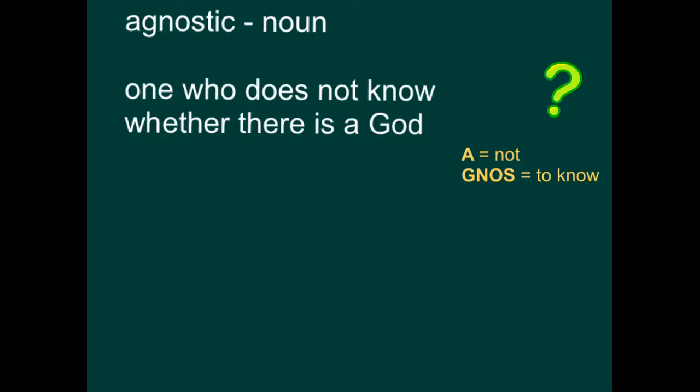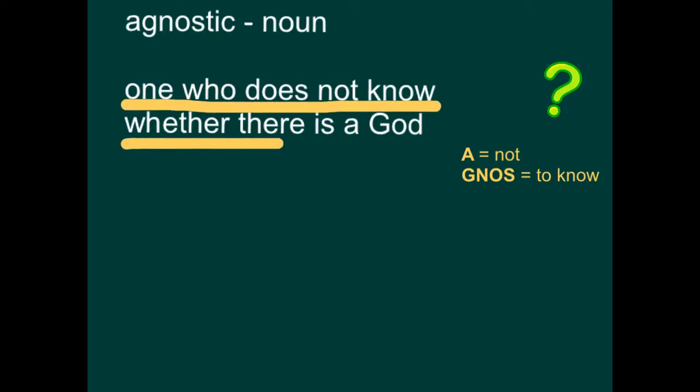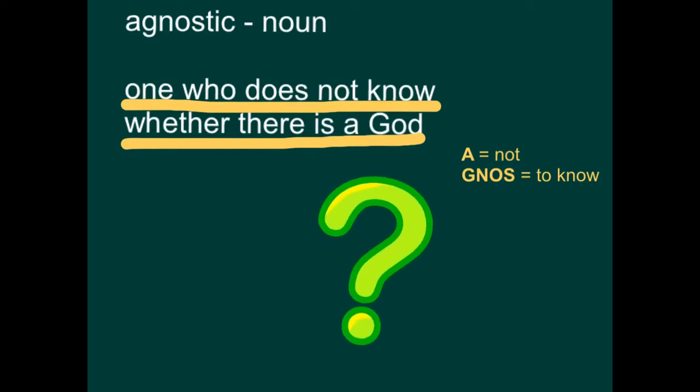You'll also notice there's a definition. One who does not know whether there is a God. And you're going to take your pen or pencil and you're going to underline that definition. There's a box off to the right on your sheet as well, and that's a place for you to draw something or write something that will help you remember what this word means and how to use it. So for me, I'd use a question mark, right? Because agnostic is one who does not know. They question it still. They're not sure. So a question mark might help me remember.